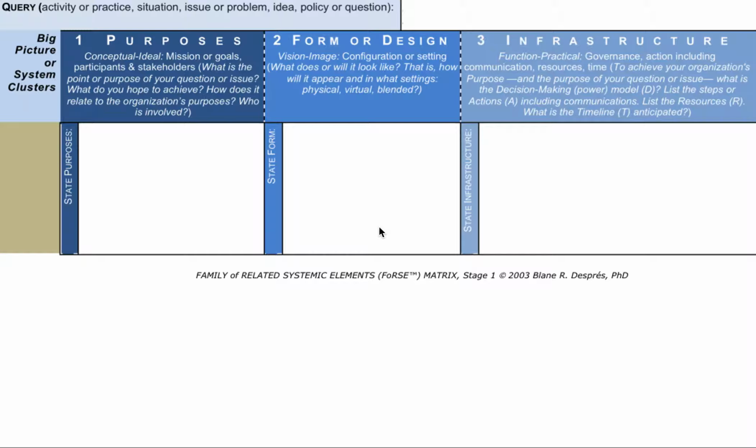The FoRSE matrix will enable leaders to determine true problems from symptoms, to make decisions on changes with critical data and a bigger picture, and a truly sustainable course of action.